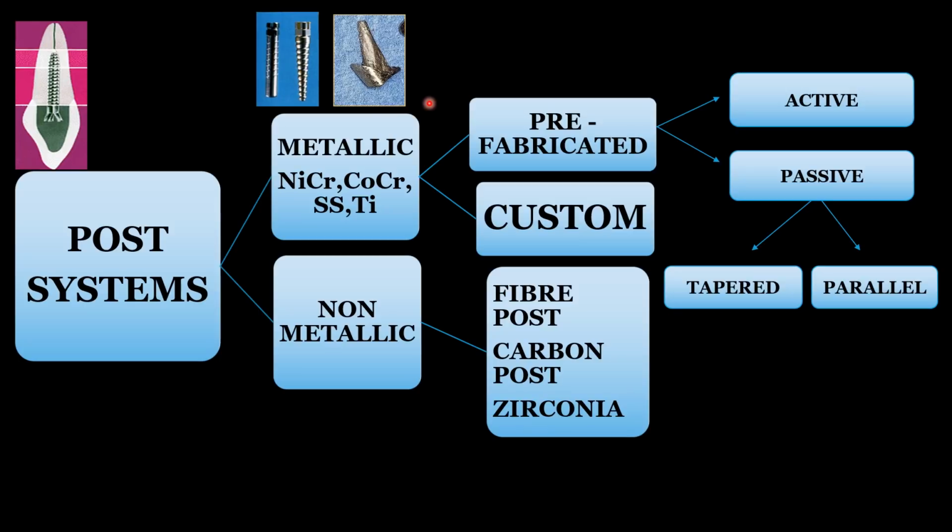For the customized post, you have to first make the impression of the canal, do the casting. The post and the core in the one form. The customized post cores are mainly given where there are small teeth, where the multiple cores have to be placed, or where the angles of the cores need to be changed.